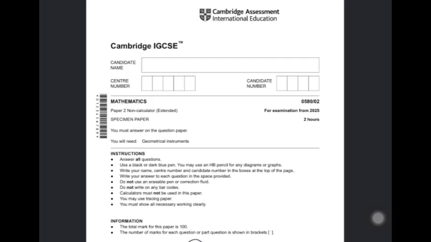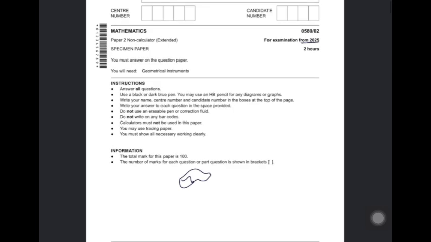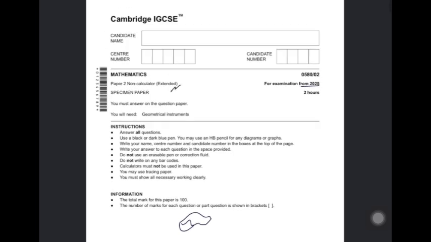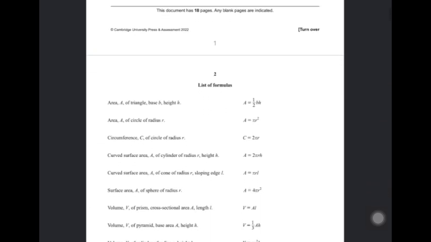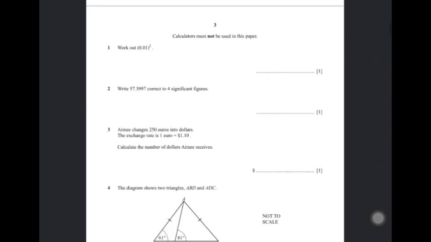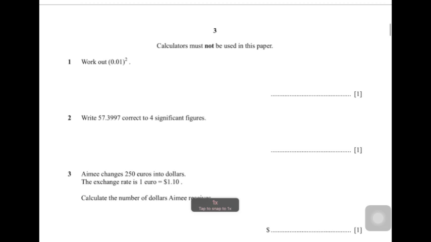In this video, we're going to solve specimen paper 2 for examination from 2025. Remember that no calculators are allowed in this paper. We have a list of formulas which are going to be handy as we go on. Work out 0.01 squared.